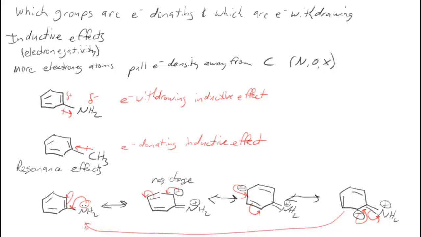So there are 4 different resonance structures you can draw for aniline, 3 of which have negative charges on the ring. The amino group has very strong resonance effects where it puts a partial negative charge on the ring in 3 different locations. This is true anytime that there's an atom that has lone pairs of electrons that are adjacent to the ring. The most common examples are N, O, and X.